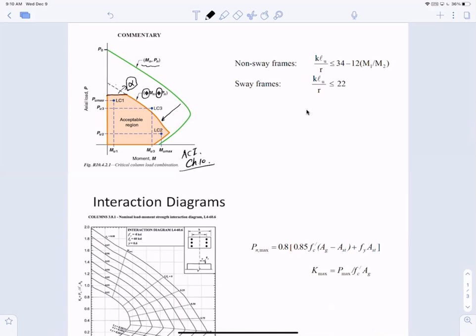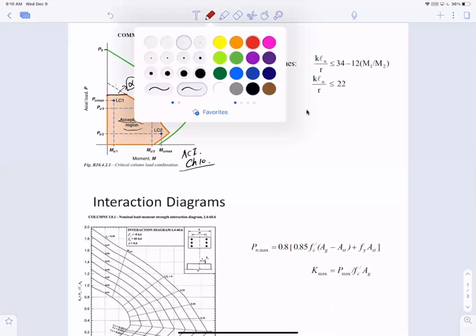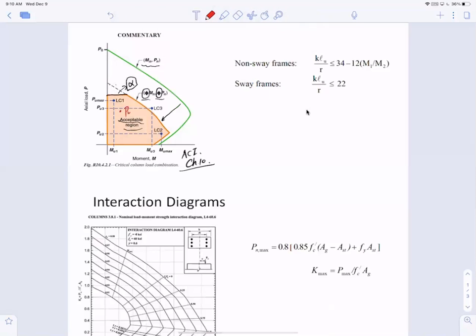For now, all we want to know is that after we scale down with the strength reduction factor, your acceptable design region should be within this orange shaded area. That means if my applied loads, Pu and Mu, fall within the range, you're safe. If your design load falls outside the range, it's not safe. Simple as that.